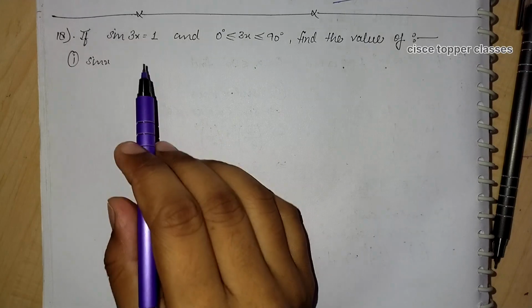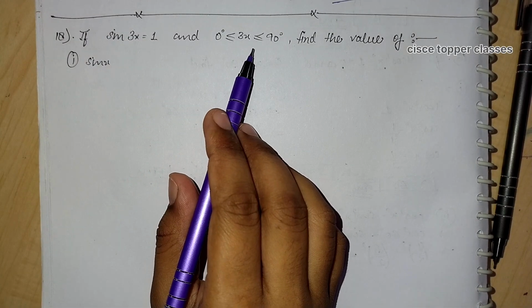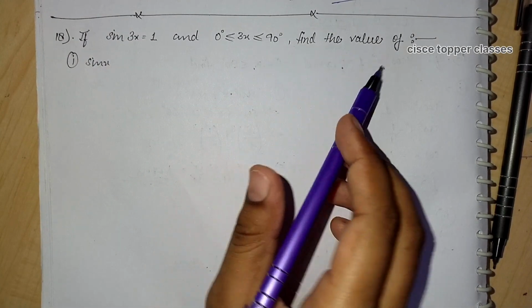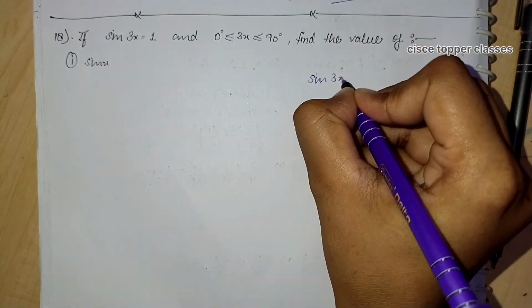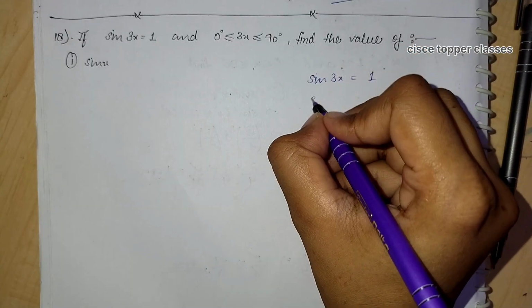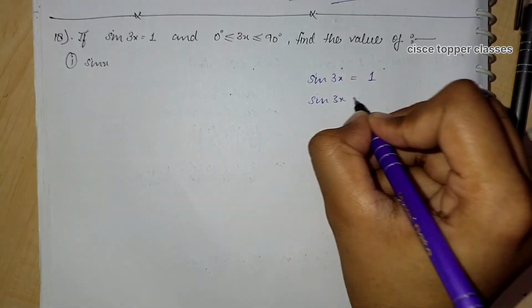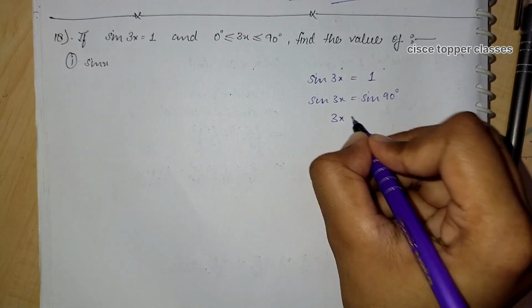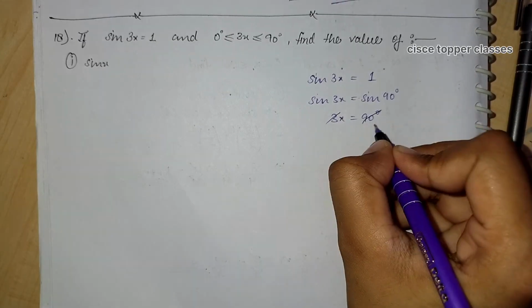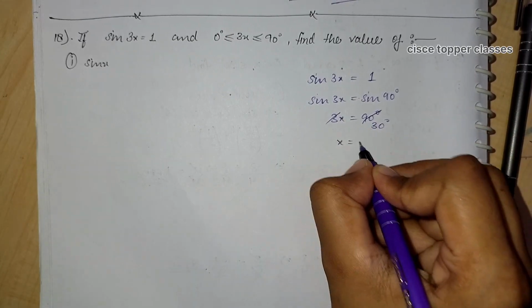If sin 3x is equal to 1 and 3x is less than 90 degree, then find the value of sin x. So here we have sin 3x is equal to 1. So we can write 1 as sin 90 degree. And on comparing, we will get 3x is equal to 90 degree, means x is equal to 30 degree here.